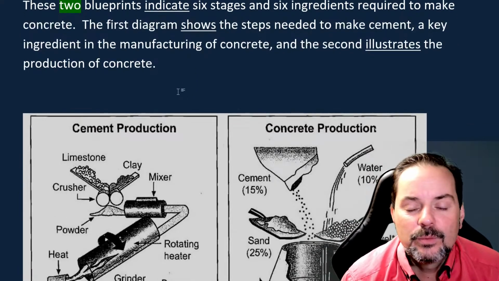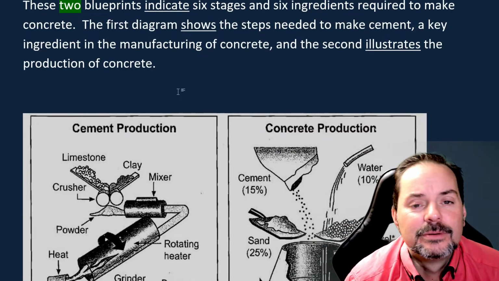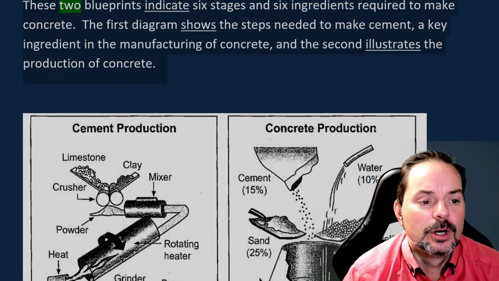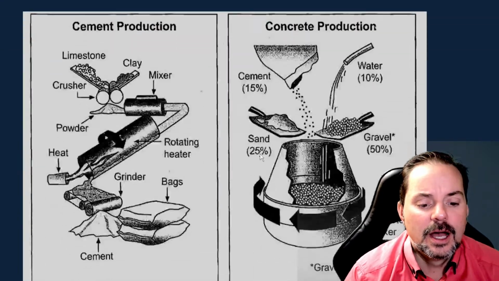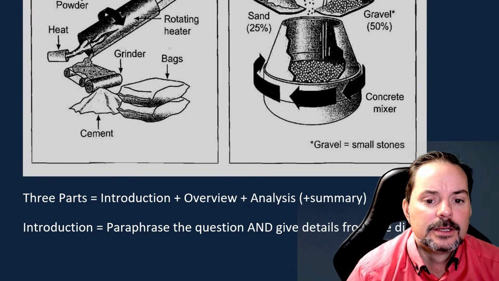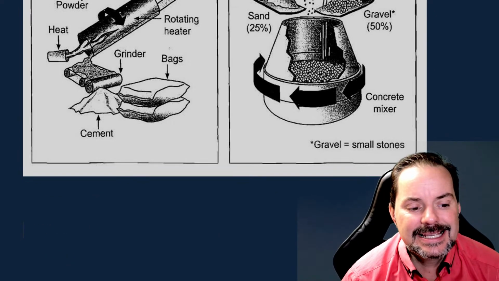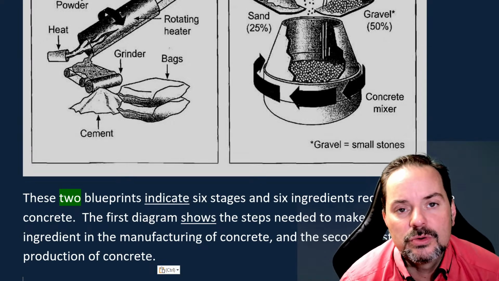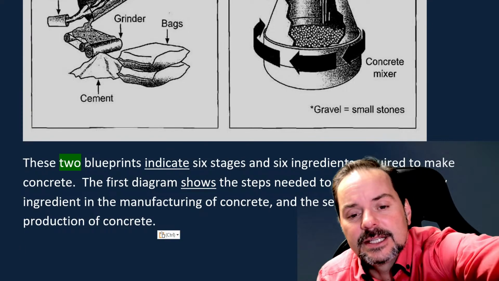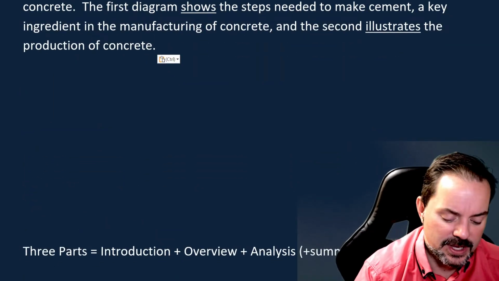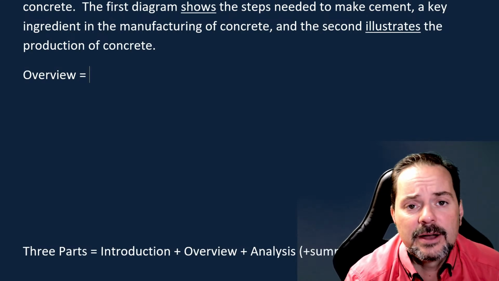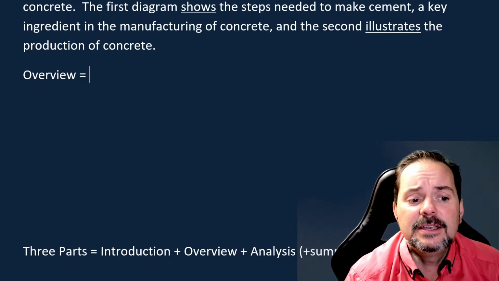All right, now some of you are like, well, if that's my introduction, what's my overview? Okay, well, we'll get there, don't worry. The overview are the main elements, okay? Now, this is a process diagram, so this is where you can use the words firstly, secondly, thirdly, and we'll use that in the analyses. But right now we want to do the overview. And the overview means that we need to identify the key features.